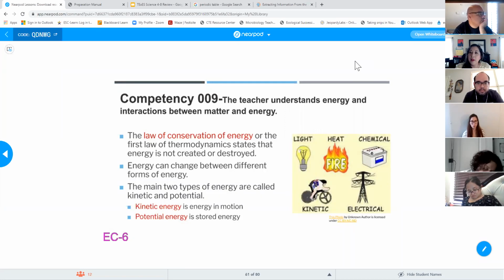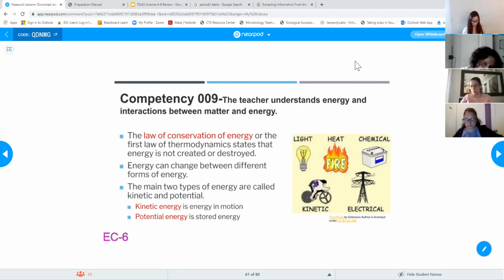So competency number 9 is going to be looking at energy and matter. So I guess a little bit of physics still in here. With the law of conservation of energy, there's a law of conservation of energy and the law of conservation of mass. The idea between all of them is just that nothing is created, nothing is destroyed. Whatever we have is what we have, and all it does is change form.